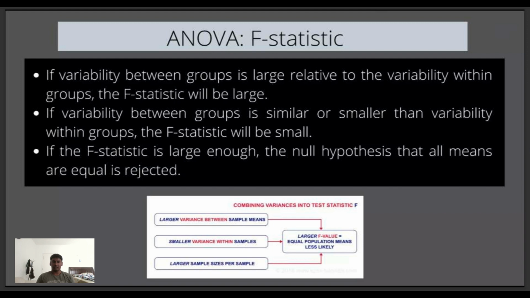ANOVA F statistic. If variability between groups is large relative to the variability within groups, the F statistic will be large. If variability between groups is similar or smaller than variability within groups, the F statistic will be small. If the F statistic is large enough, the null hypothesis that all means are equal is then rejected.